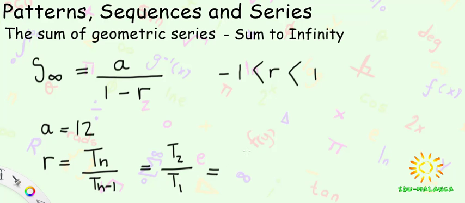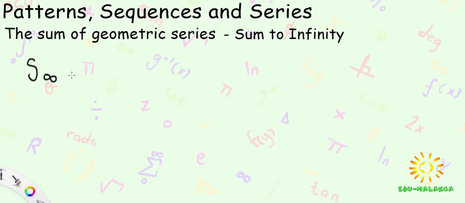That will be 3 divided by 12, which, when simplified, you can divide 3 by 3, it becomes 1, and 12 divided by 3 is equal to 4. So our r is equal to 1 over 4, and that does fall in between negative 1 and 1. So with this series, we know that we can sum to infinity. Let's start summing to infinity now.